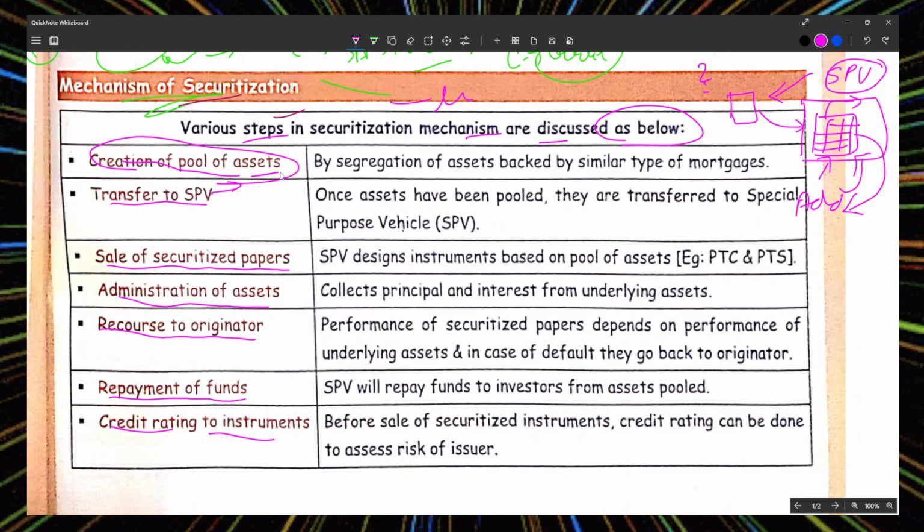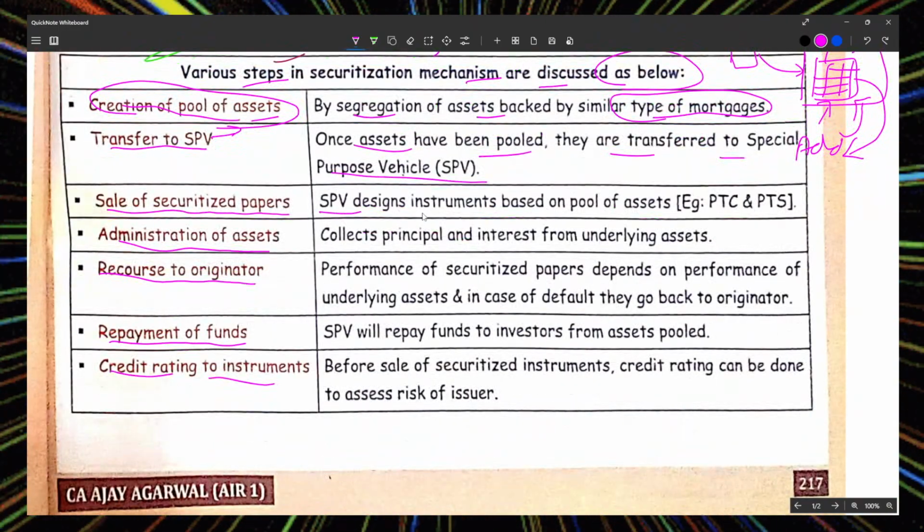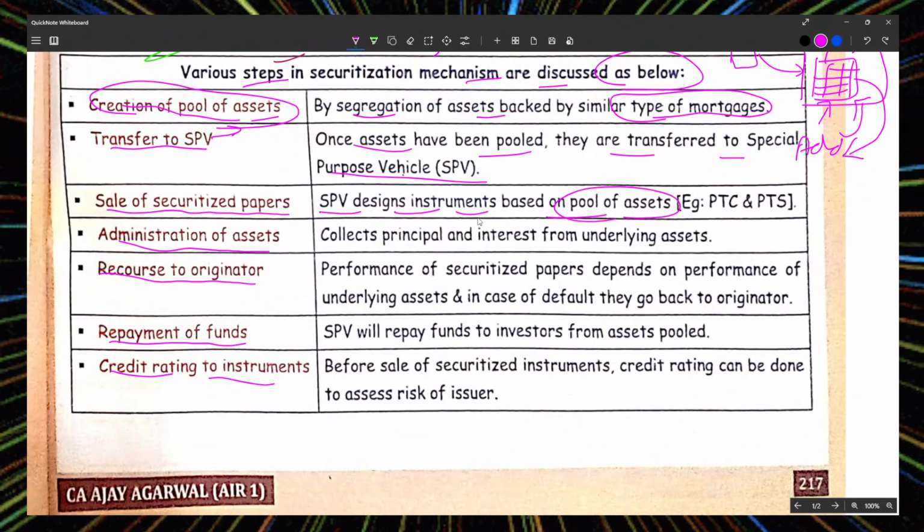So creation of pool of assets is by segregation of assets backed by similar types of mortgages. So we segregate different assets based on similarity. Once the assets have been pooled, they are transferred to a special purpose vehicle. The special purpose vehicle designs instruments based on the pool of assets. What is the asset? What is the value? Based upon that, it is designed.